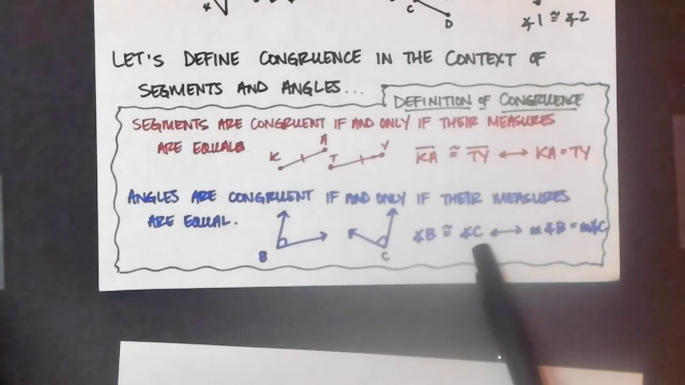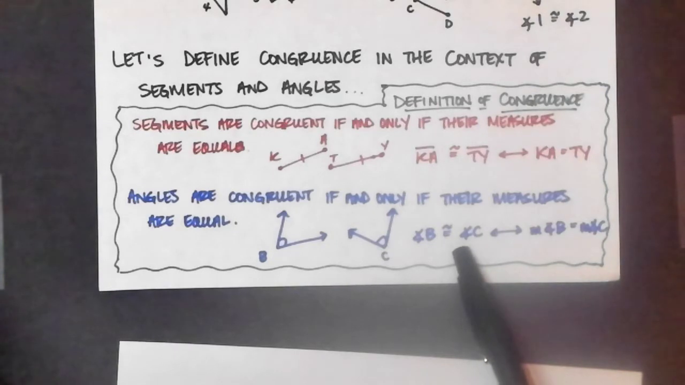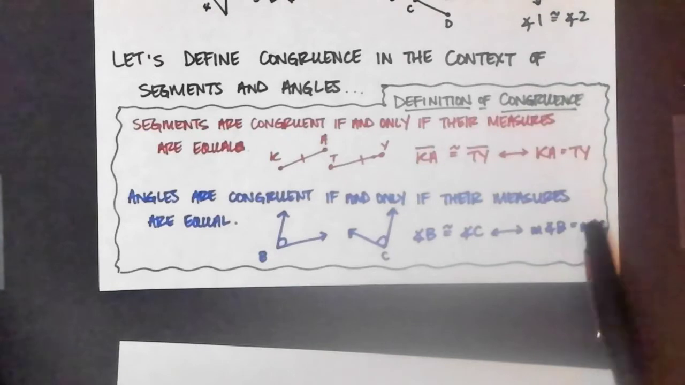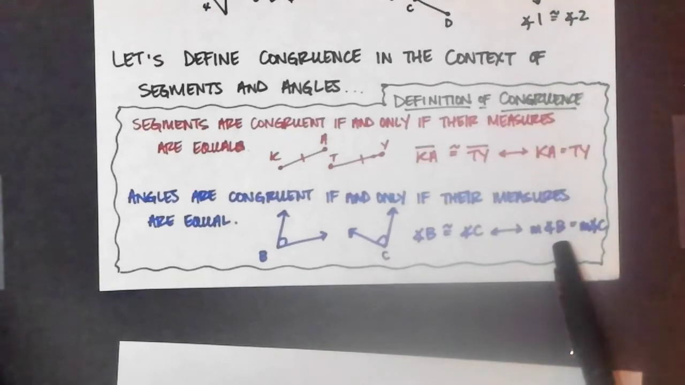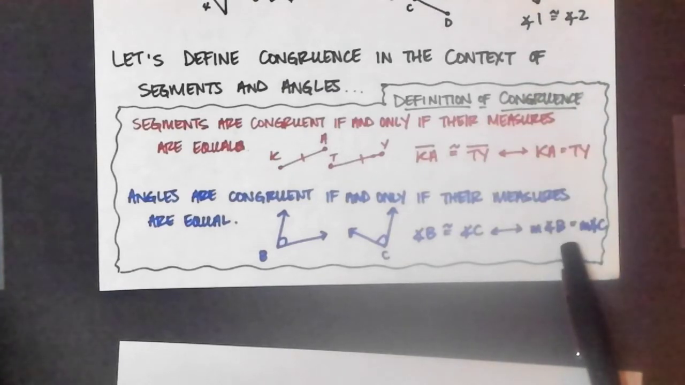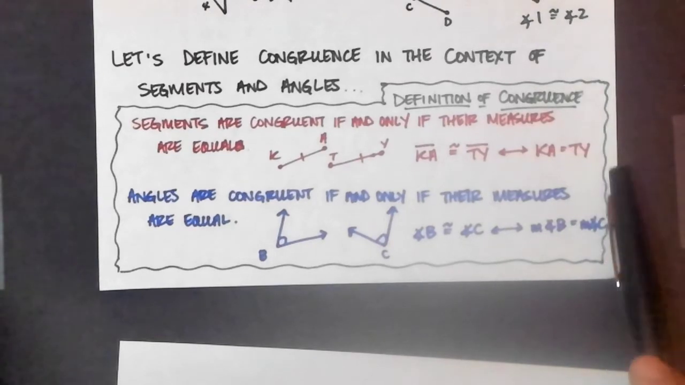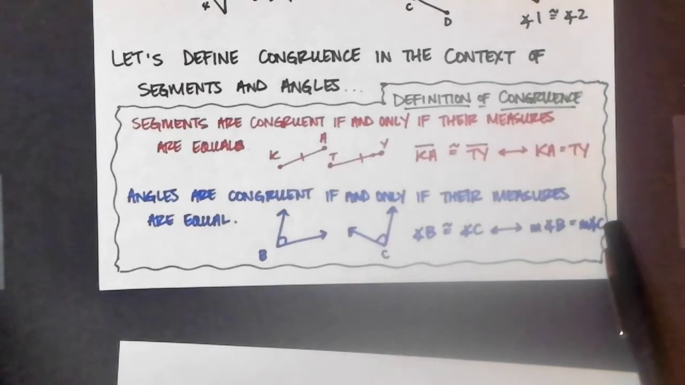Remember that congruent statements are describing figures, like angles or segments, whereas these equations right here are describing some component of those figures. With segments, it's the length of the segment. With angles, it's the measure of the angle in degrees. Both of these are equations because they represent numbers.